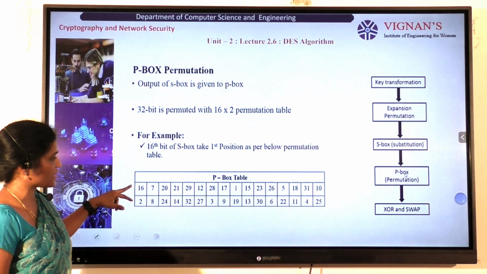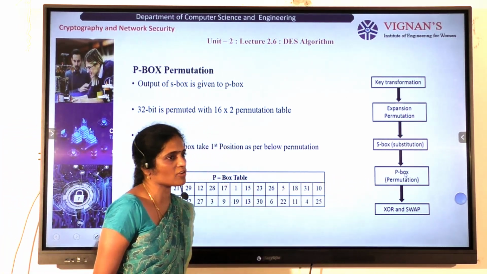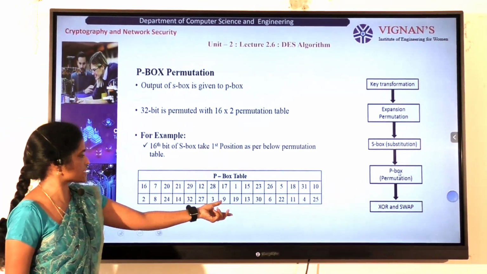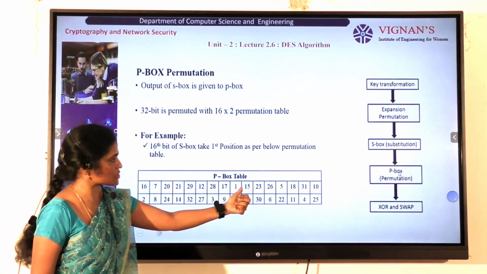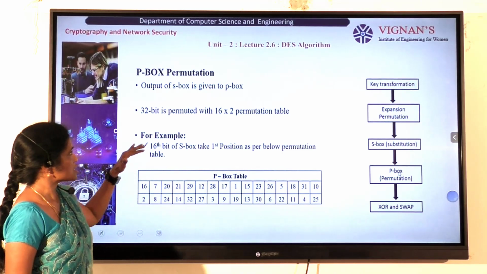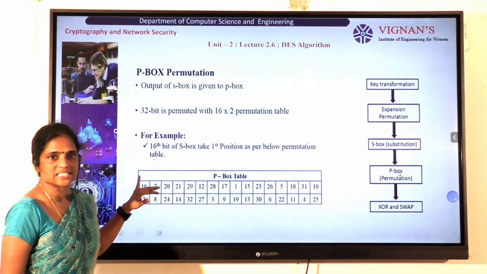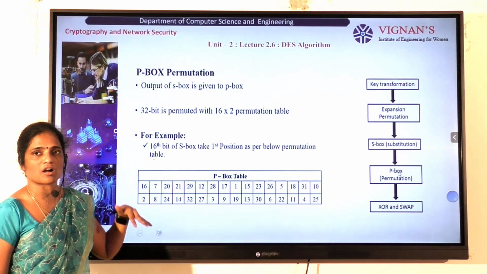Actually, we have 32 bits of information in the P-box, arranged like this: 1, 2, 3, 4, up to 16, and here also 16. So like this, the table in the P-box is arranged, depending upon your S-box output.